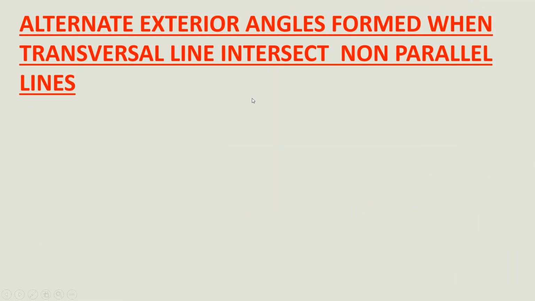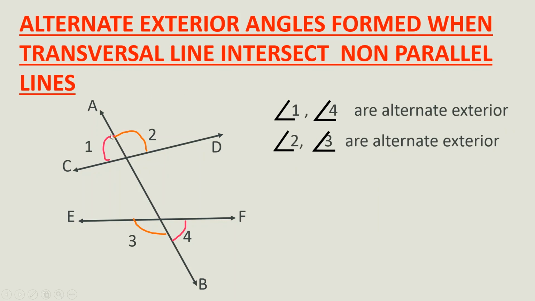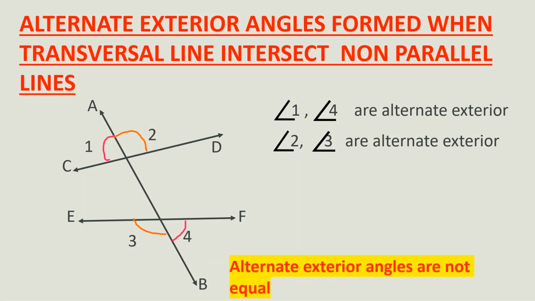Now let's see alternate exterior angles formed when a transversal line intersects non-parallel lines. Here, we know that angle 1 and angle 4 is an alternate exterior angle, and angle 2 and angle 3 are also an alternate exterior angle. But in a non-parallel case, alternate exterior angles will not be equal.